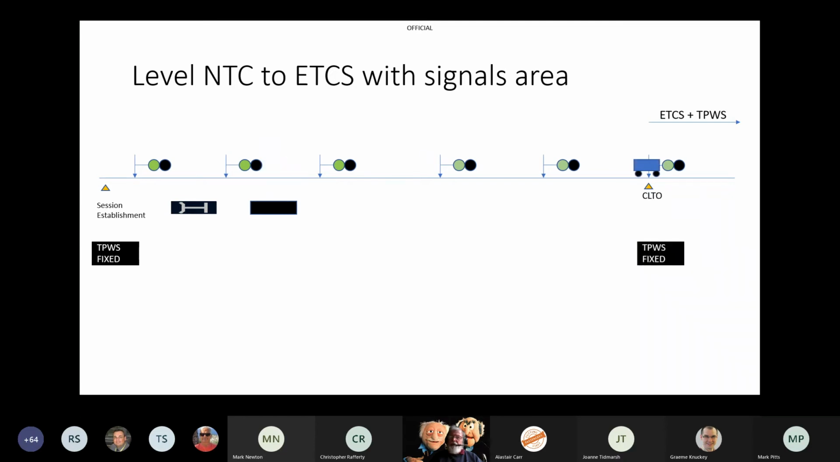And the driver will proceed in level NTC TPWS fixed, obeying the line side aspects. And at the border, we now have a conditional level transition order, enabling the train to remain in TPWS fixed. If the train was an ETCS fitted train and the driver was in TPWS normal, so they are competent, then the sequence of issuing a level transition announcement and the movement authority would have taken place in the same way.